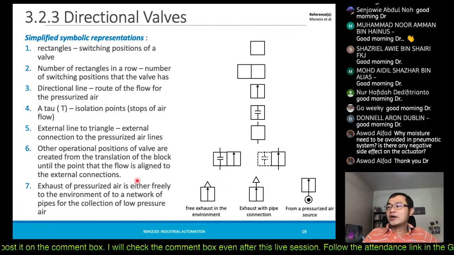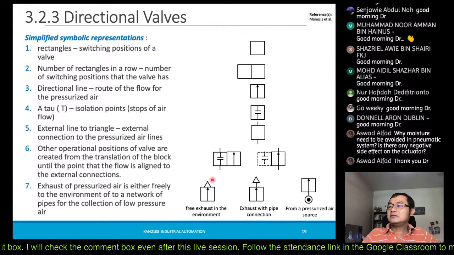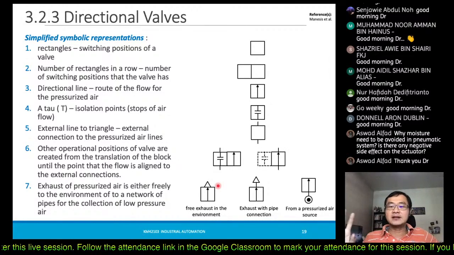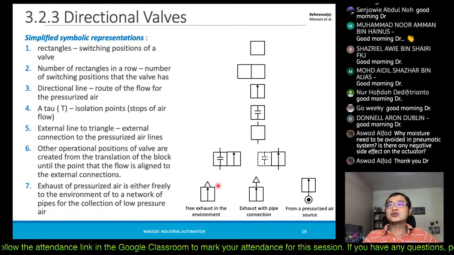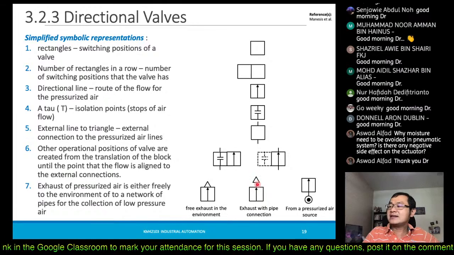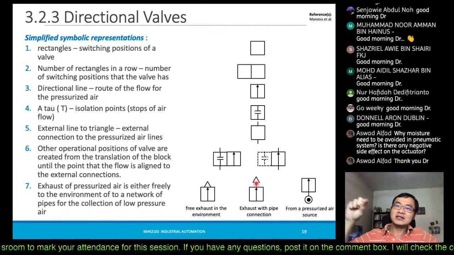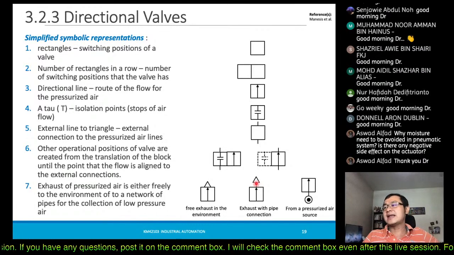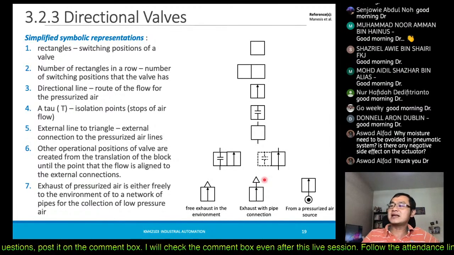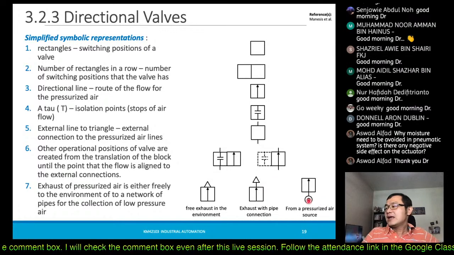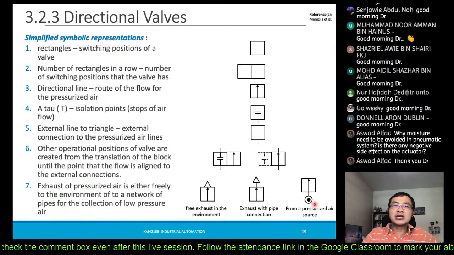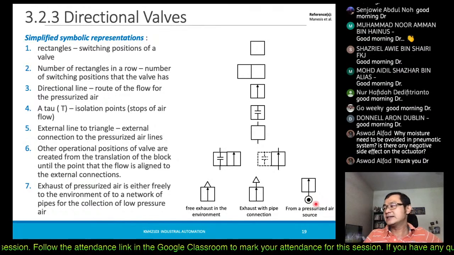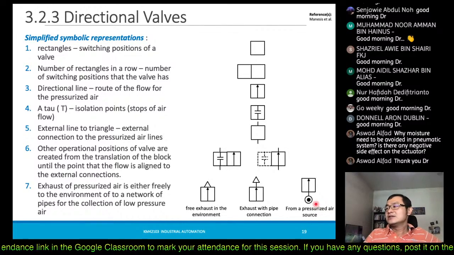Then the other connections would be a triangle. This triangle represents a free exhaust to the environment. You may want to exhaust directly to the environment, or if you have a line, that line represents a pipe, so you may connect to a pipe before it goes to an exhaust. So the triangle represents an exhaust, whereas this circle with a dot represents the source of the pressurized air.